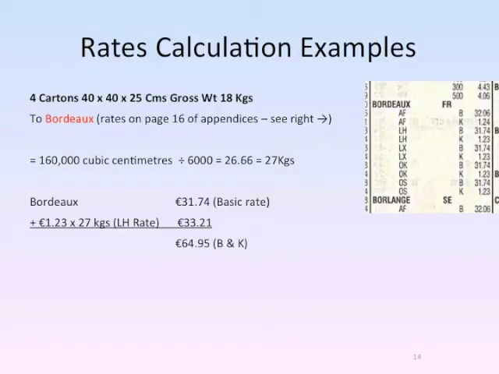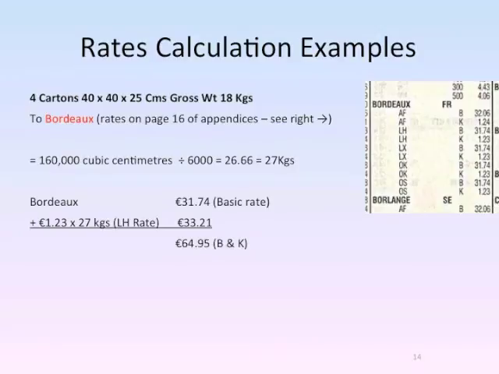Looking at another example now, this time we have 4 cartons with dimensions of 40 by 40 by 25 centimetres and a gross weight of 18 kilos. Again, this shipment is going to Bordeaux. So we multiply out the 4 cartons and we get 160,000 cubic centimetres. We divide it by 6,000 being the conversion factor from cubic centimetres to kilos and we get 26.66 kilos. Rounded up becomes 27 kilos.